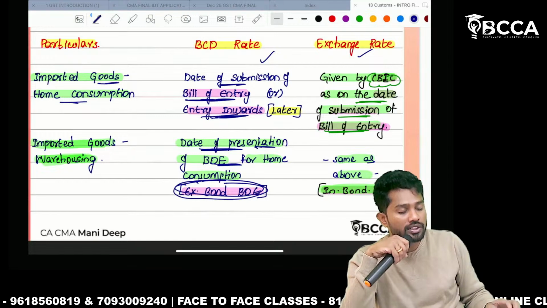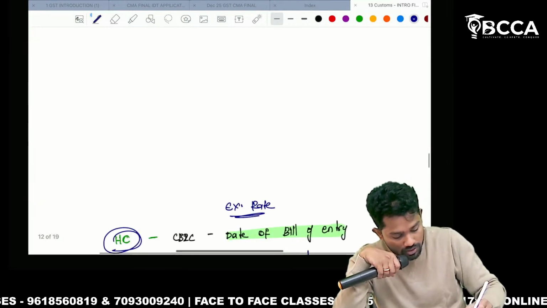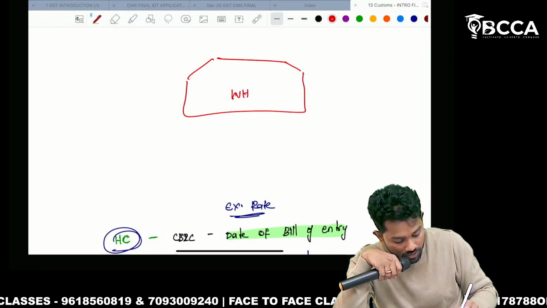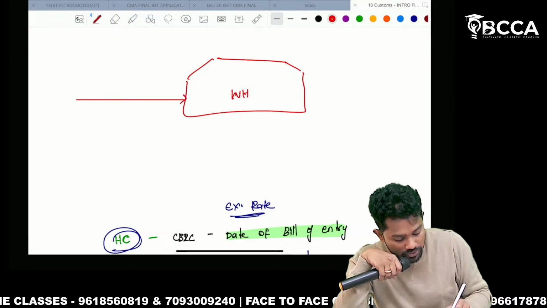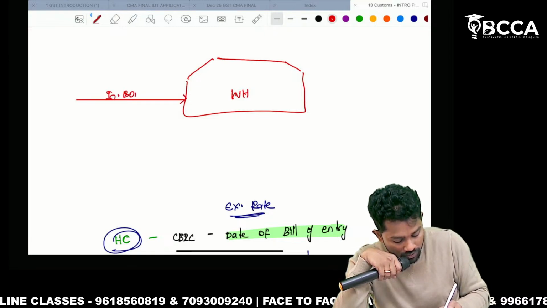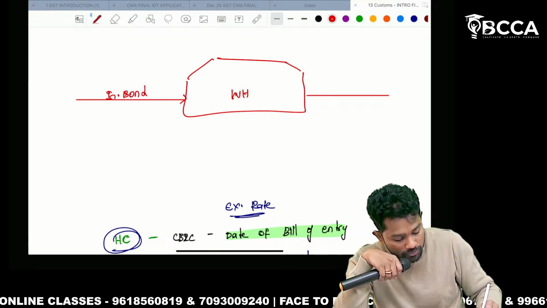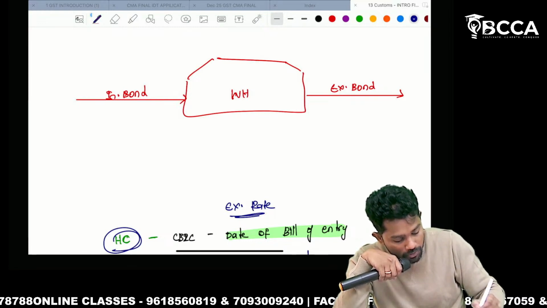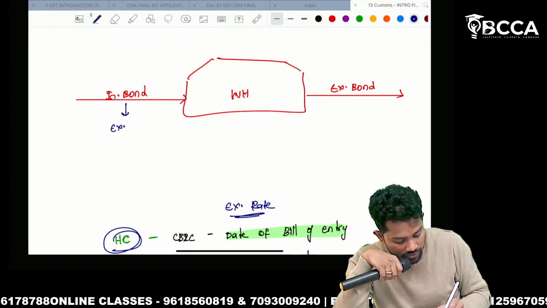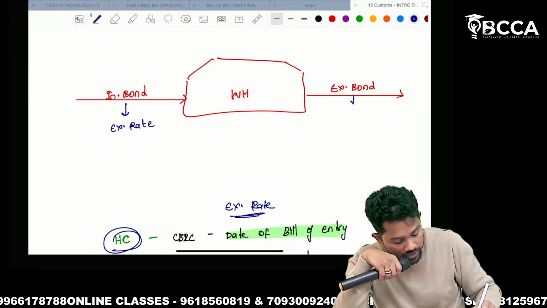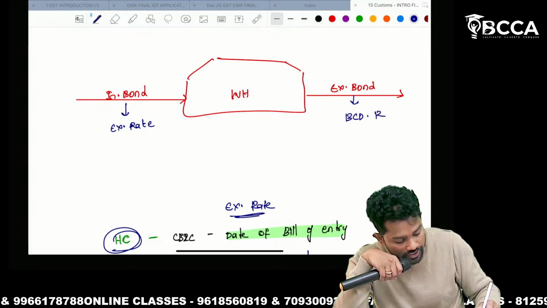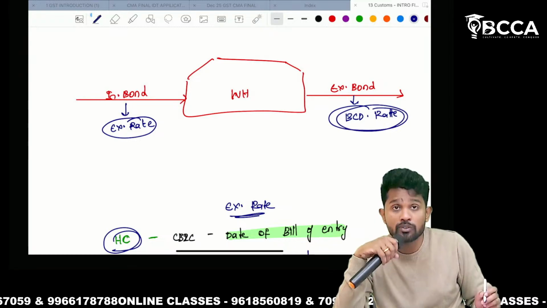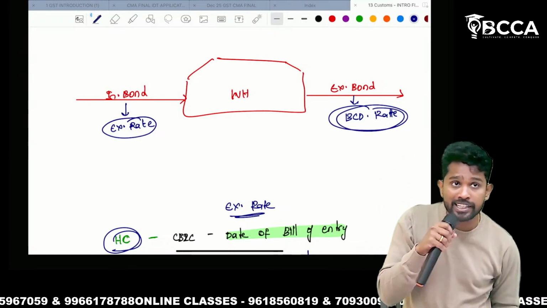So for warehousing, simple. This is the warehousing. While taking goods into warehouse, it is called in-bond. While bringing the goods from warehouse, it's called ex-bond. With respect to in-bond bill of entry, you should take it for what? Exchange rate. Whereas ex-bond is relevant for what? BCD rate. In-bond is relevant for exchange rate, whereas ex-bond is relevant for BCD rate.